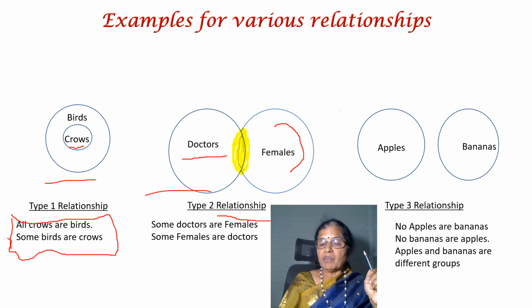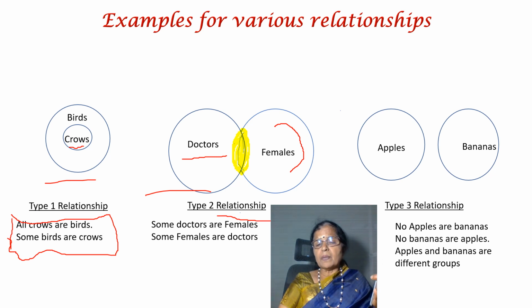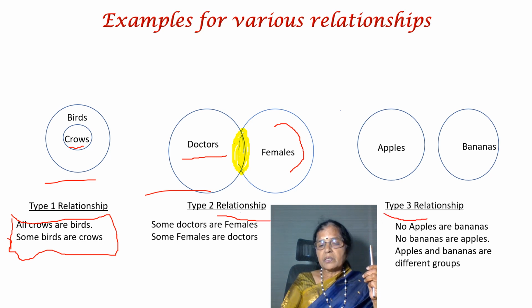And the type 3. We are going to see totally 11 types of relationship. There could be more also, but as far as NET is concerned, only these are the main types of relationship. In type 3, you are seeing two groups of variables, apples and bananas. And you know that they both are fruits.